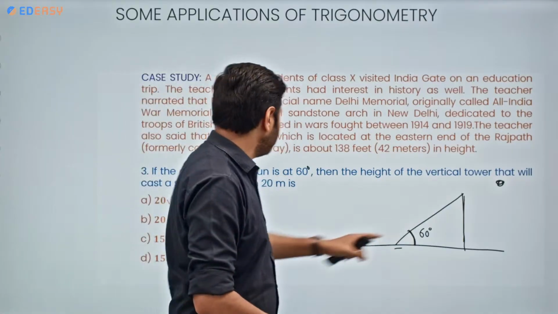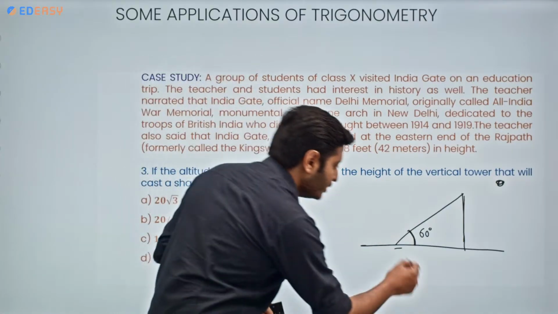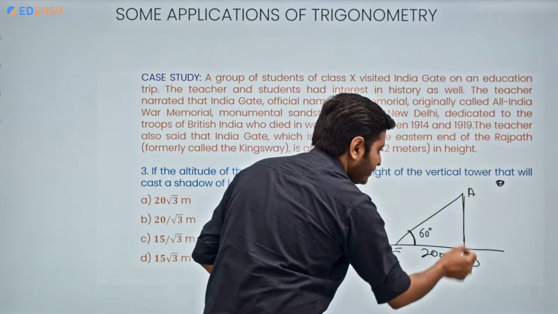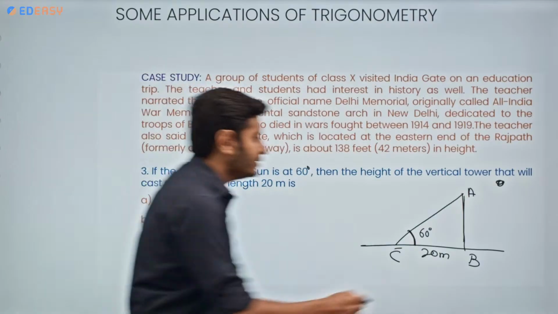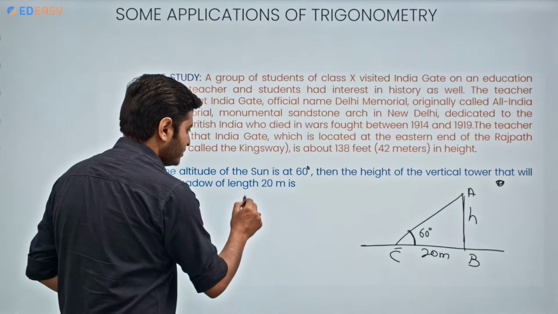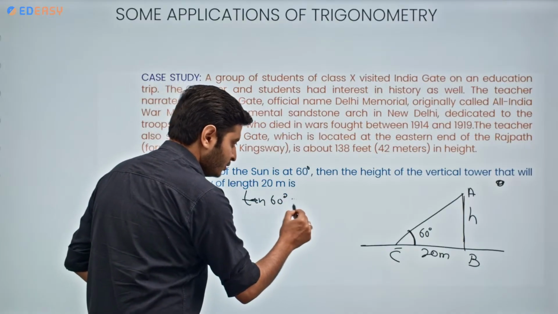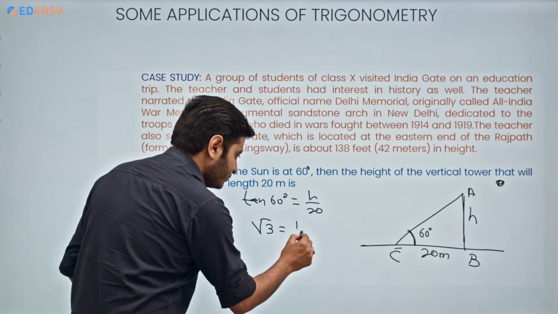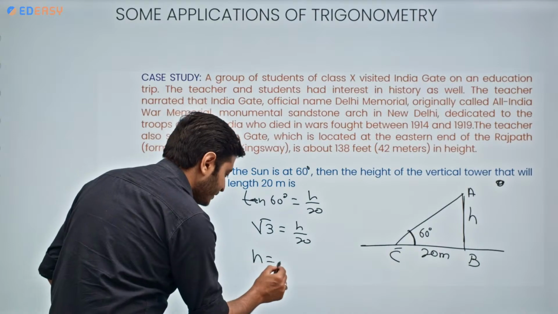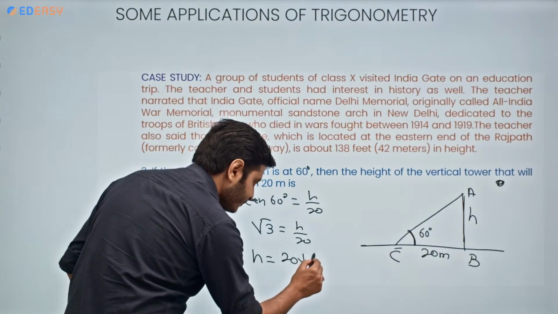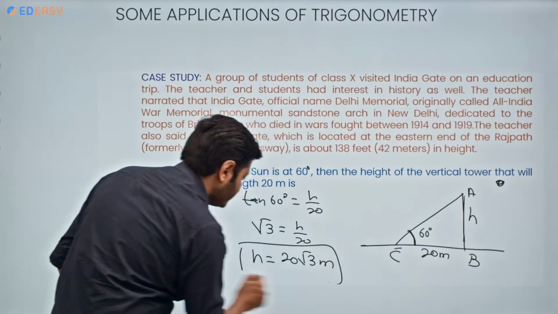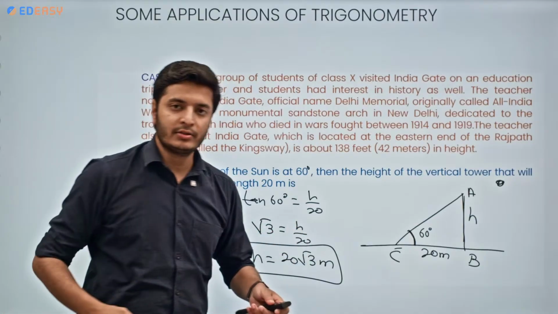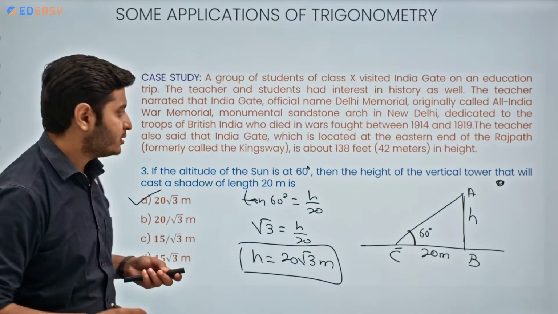Now the height of the vertical tower will cast a shadow of length 20 meters. It means the length of the shadow is given as 20 meters. So A, B, C. We need to find the height of the tower, so I will consider it to be H. Again tan 60 is H by 20. Tan 60 is root 3. So the value of H is 20 root 3 meters. These are very small problems. You can easily find the answers. Just apply the basic logic and you can score easily in case studies.